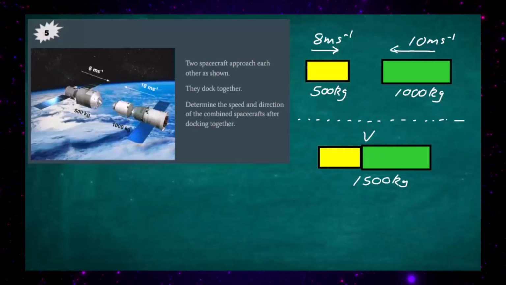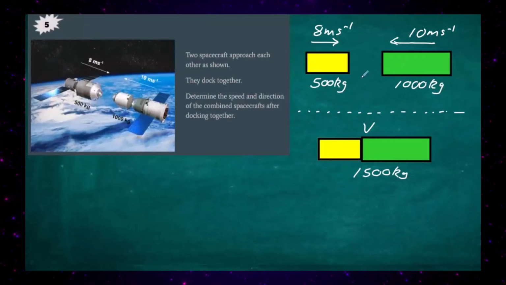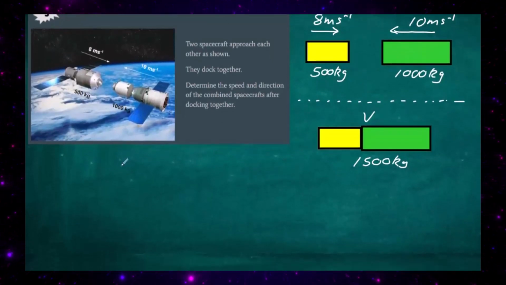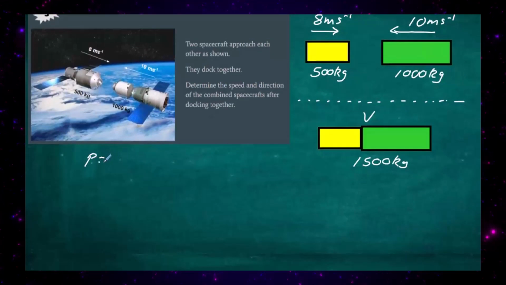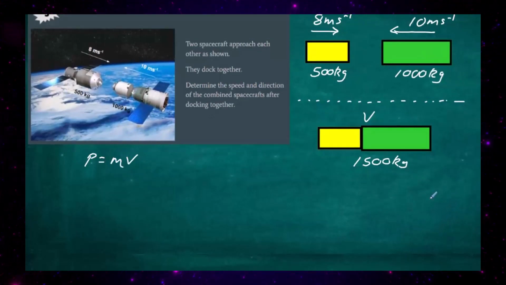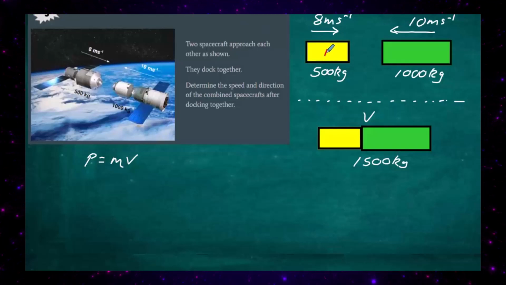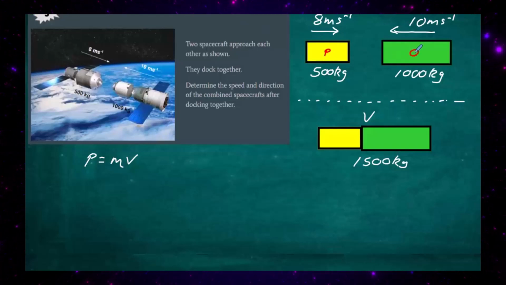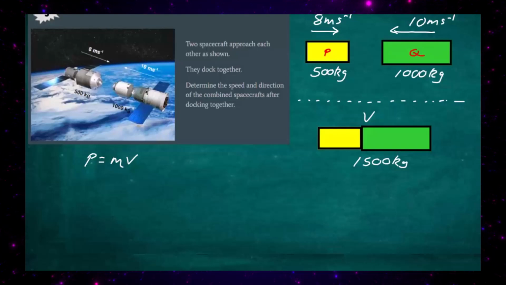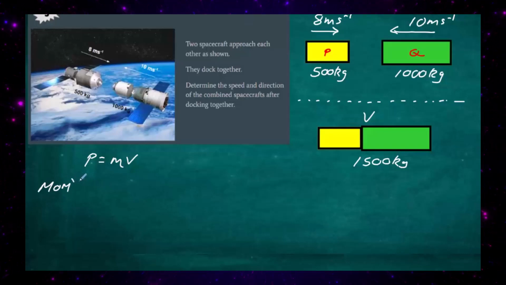So our first thing to do is to work out the momentum before, the total momentum before. And remember, the momentum is equal to the mass times the speed of an object. So first of all, we'll call these objects P and Q. We'll call this object here P, and this object here Q. So first of all, we have the momentum of P. I'll just write M for short, momentum of P.